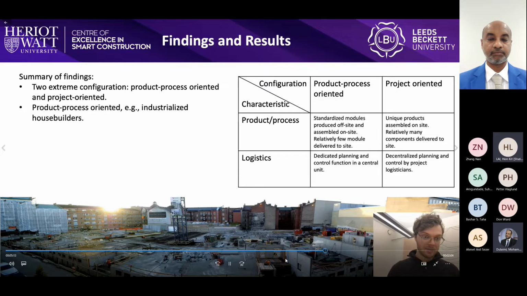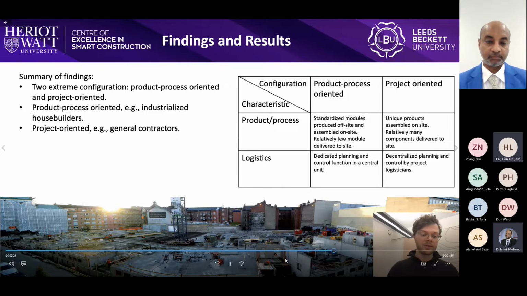And the second one here is the project-oriented, which resembles general contractors. They produce unique buildings that they assemble on a construction site, which leads to many very small deliveries that need to be coordinated. So therefore, they need decentralized planning and control by, for instance, logistics specialists in the projects.